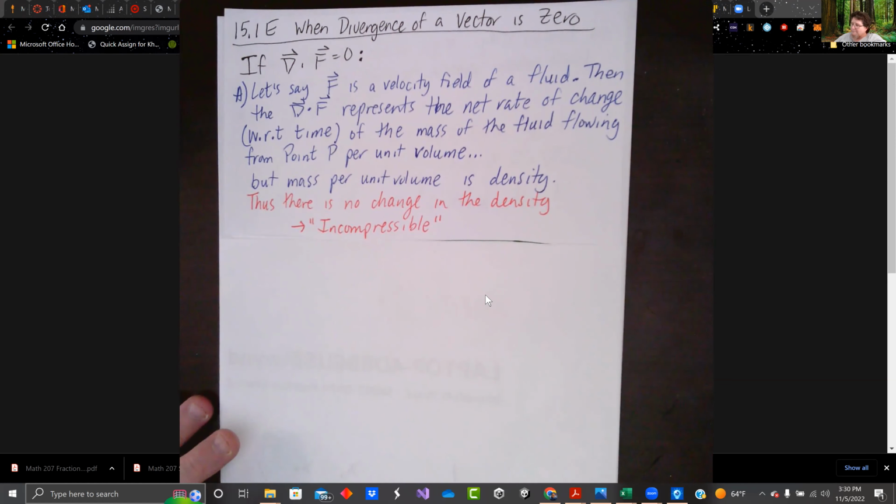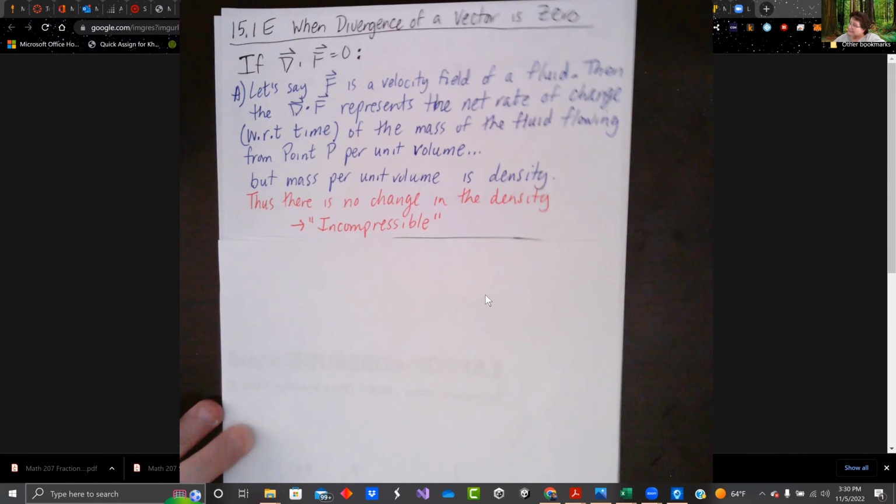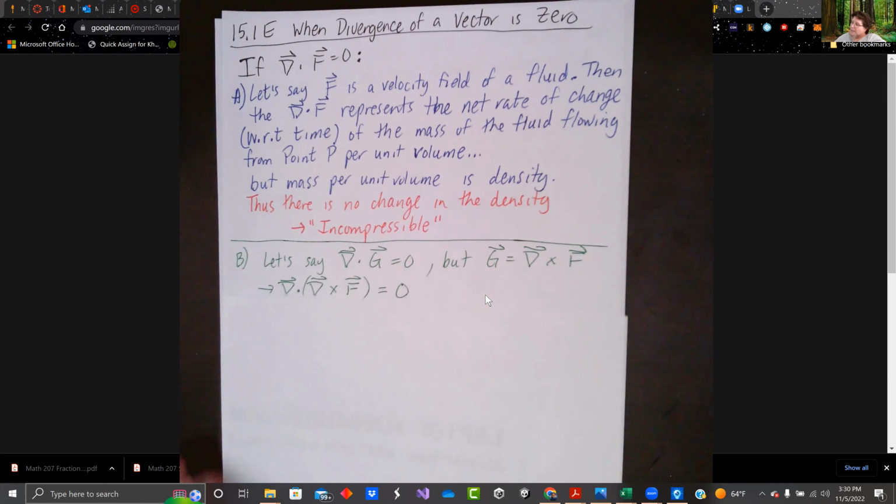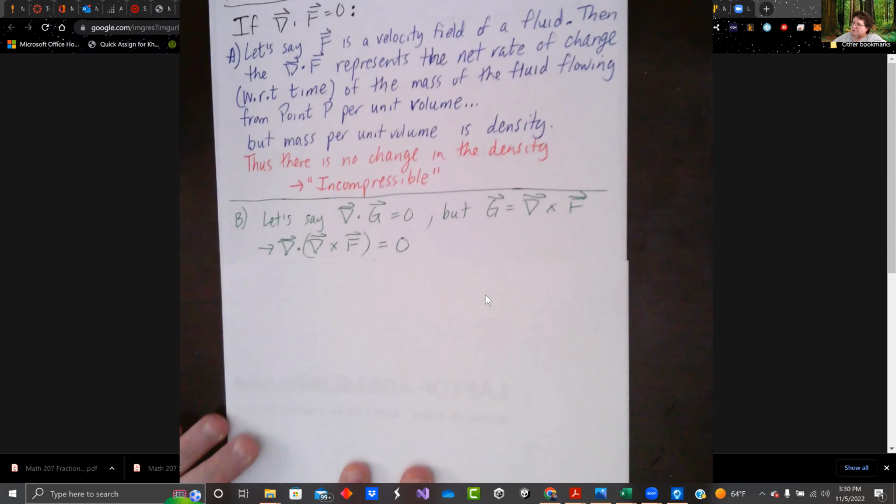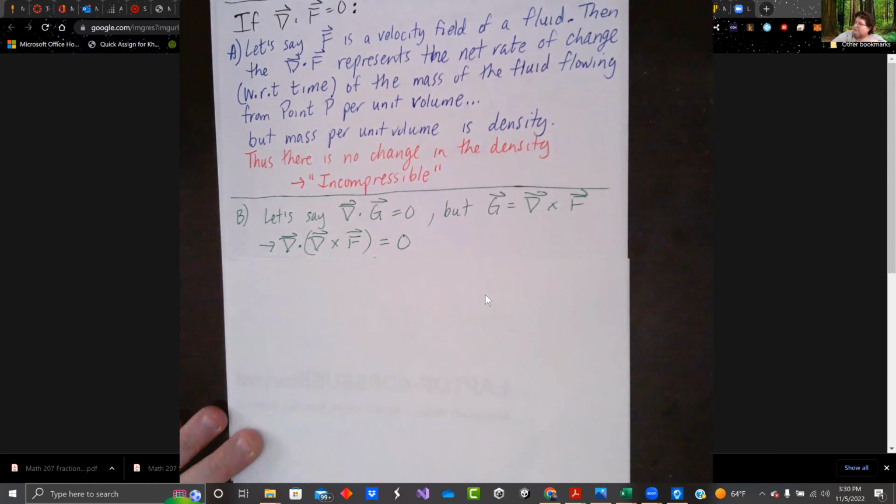I envy that you get to go down this rabbit hole again, or go down this rabbit hole for the first time. But let's do another version where we're not just talking about incompressible fluids.